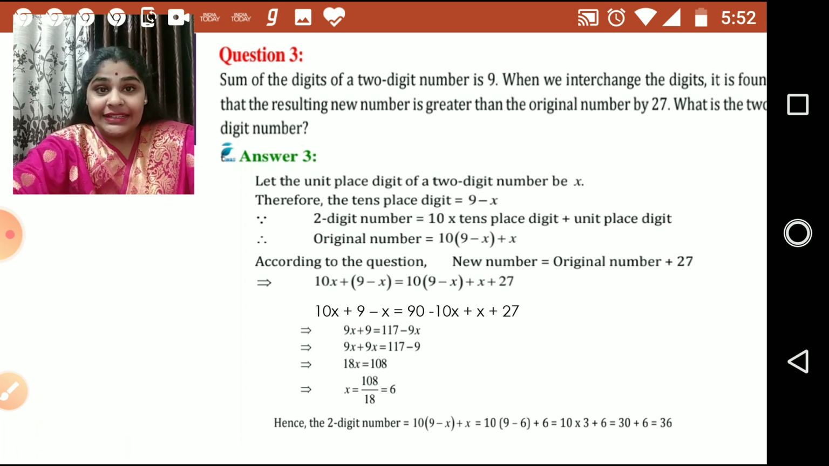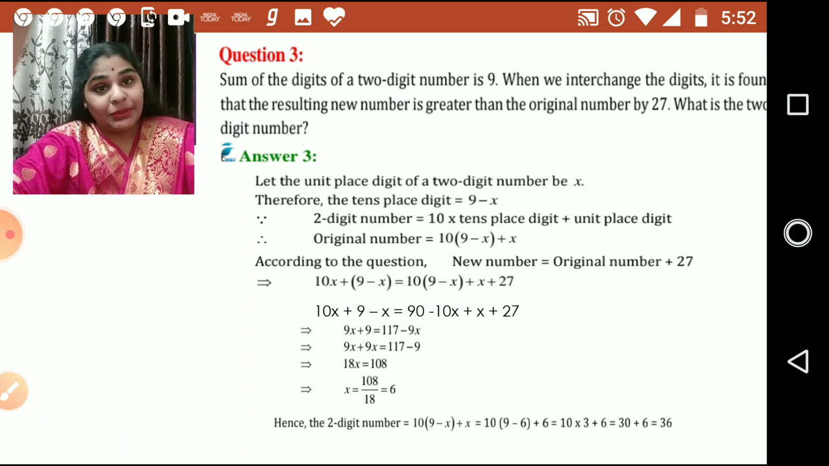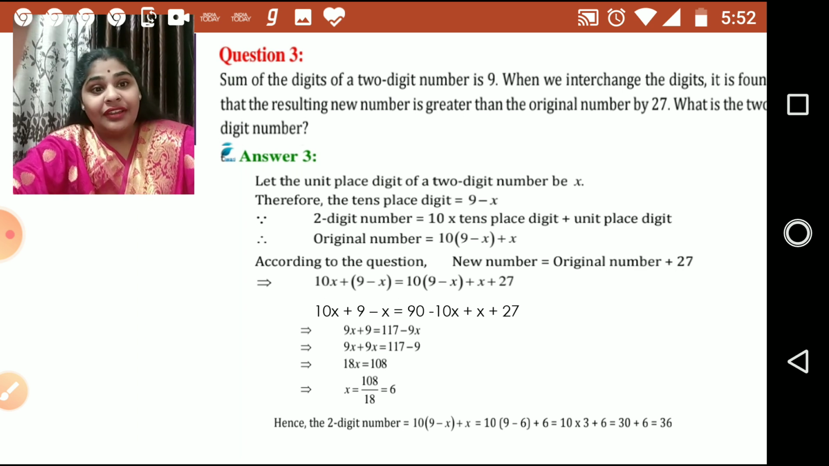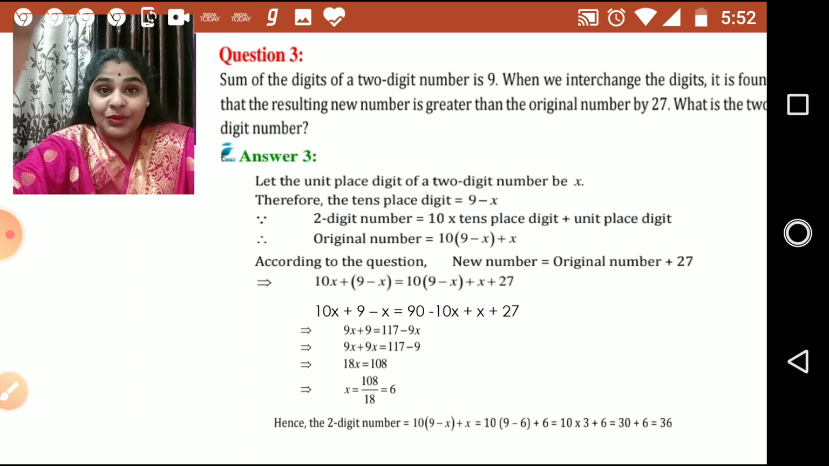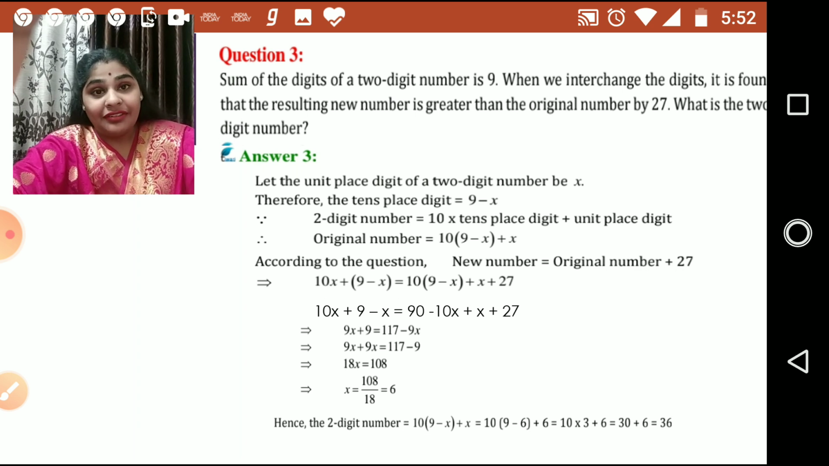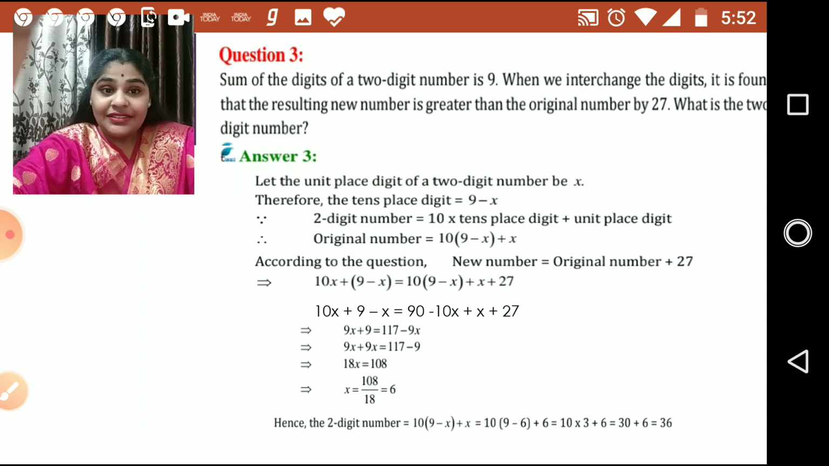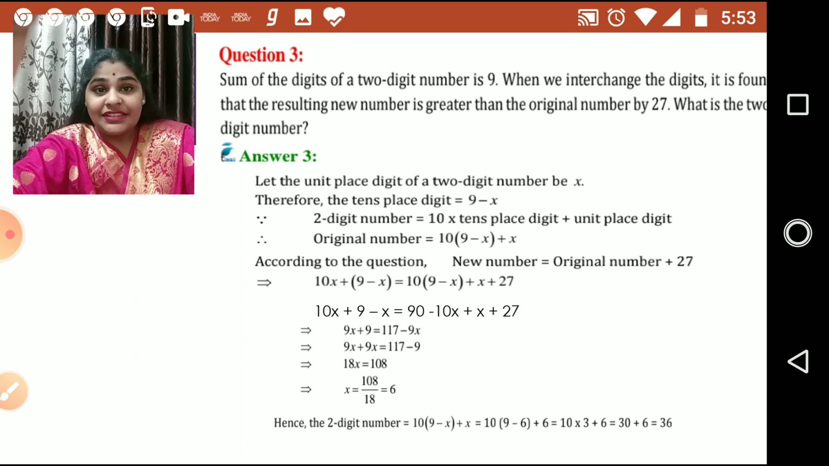So 18x, 18 is present with the variable. We are again going to shift it to the other side, that is the right-hand side. It is in the multiplication form with the x. When we shift it, it goes into the division. So x is equal to 108 upon 18, which is nothing but x is equal to 6. Now here we got our solution, that is the value of the variable, x is equal to 6.